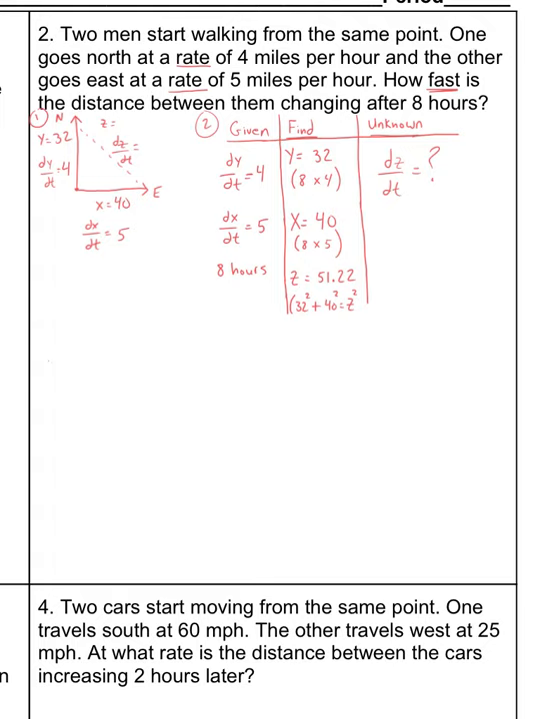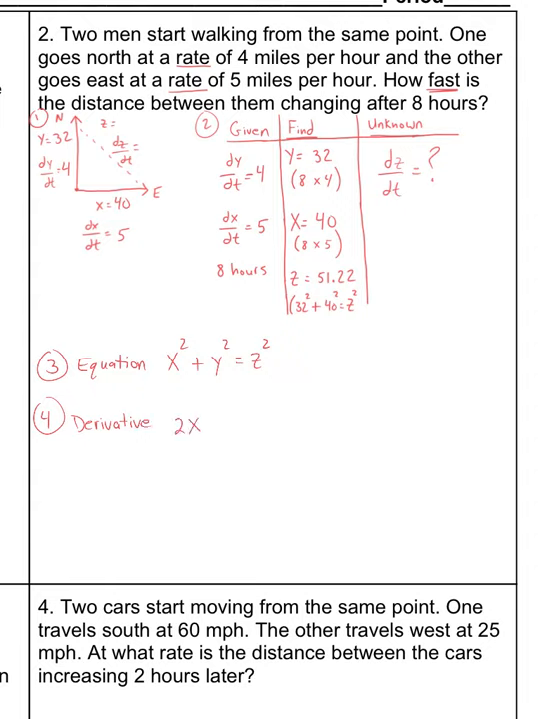The third step is our equation. The equation for a right triangle side lengths is going to be Pythagorean's theorem. x squared plus y squared is equal to z squared. The fourth step, we always take the derivative. Make sure you use the chain rule on each variable.